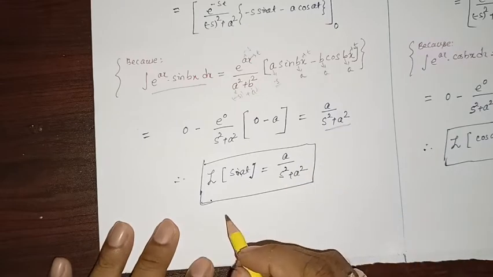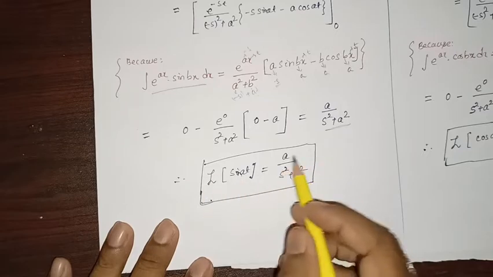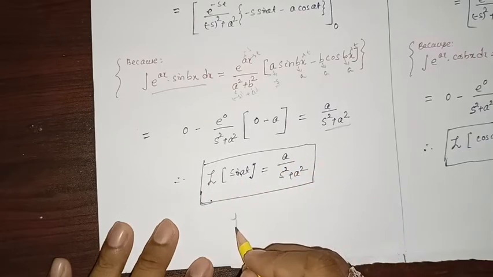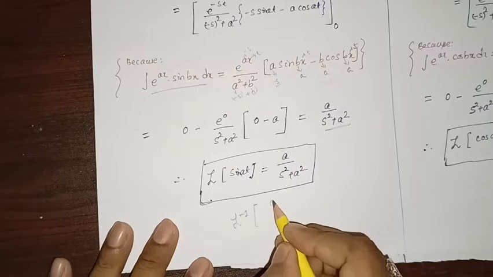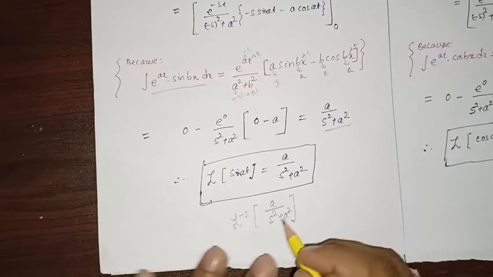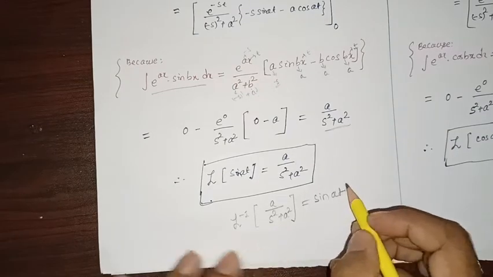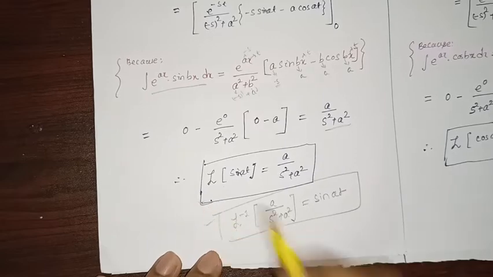Similarly, if I apply the inverse Laplace transform on both sides, then we get the inverse Laplace transform of a by s square plus a square equal to sin at. You have to remember both this one and this one.